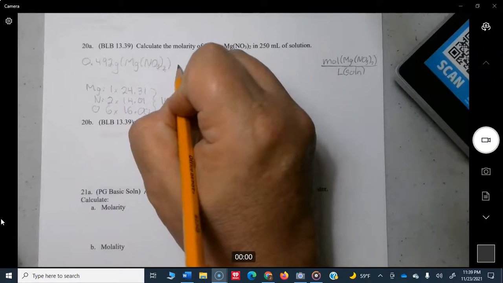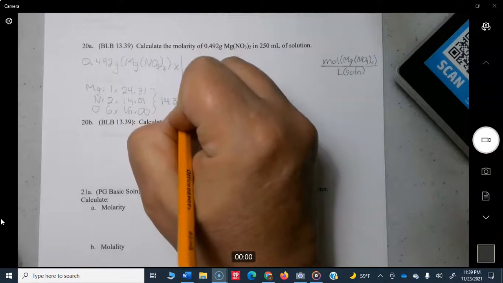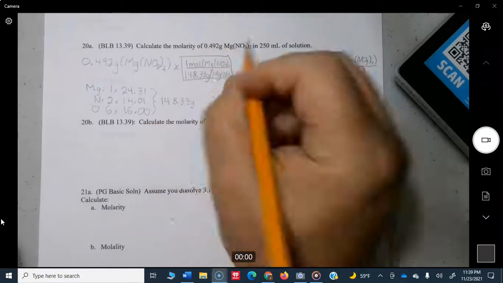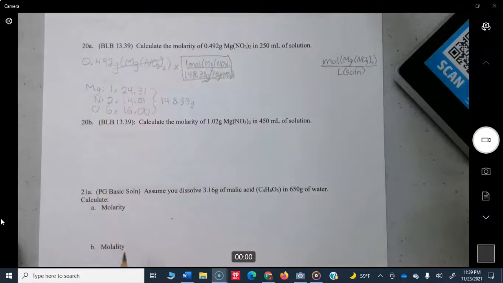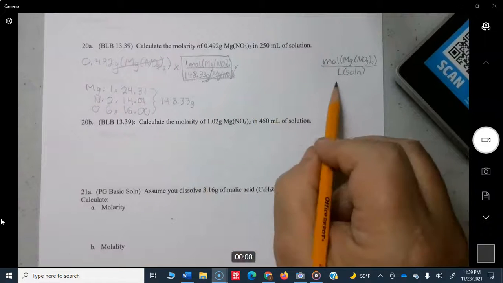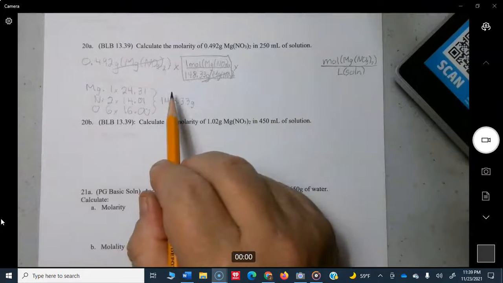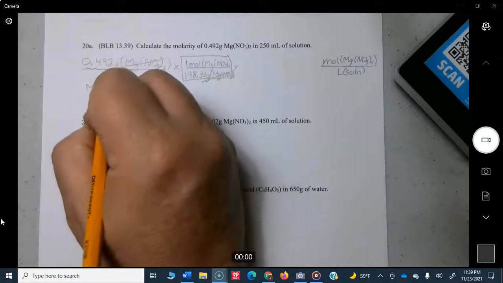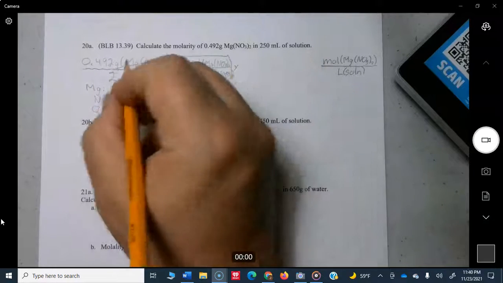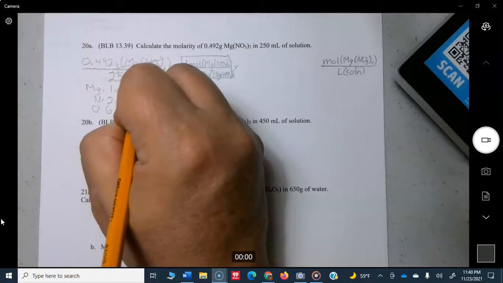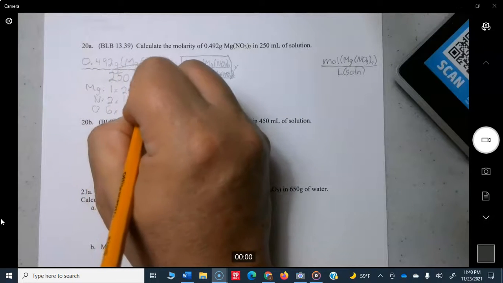So we're going to go ahead and set up our first conversion here. So grams cancels out. And we have liters of solution. And I should have put that over here. You have that much in 250 milliliters. That's of solution.